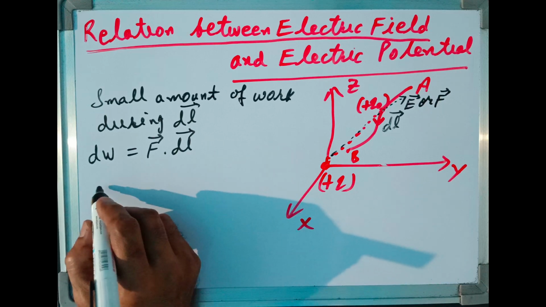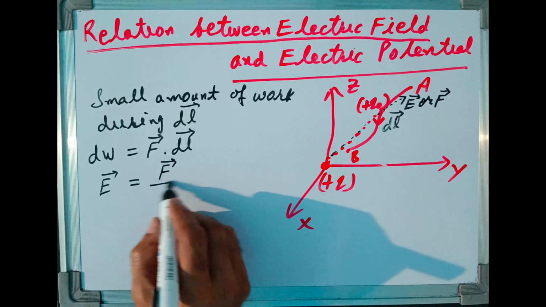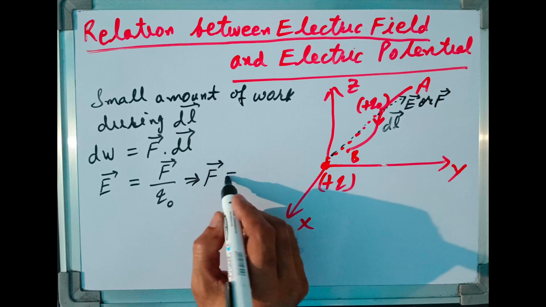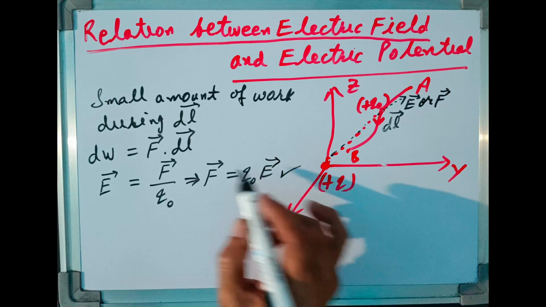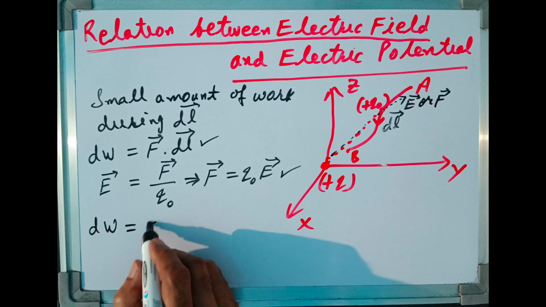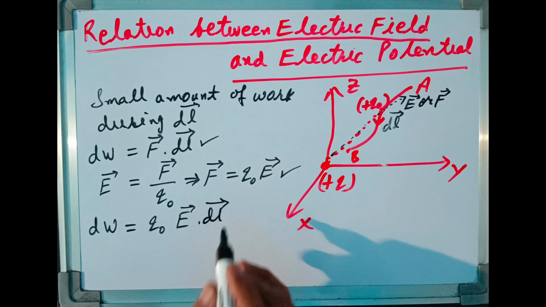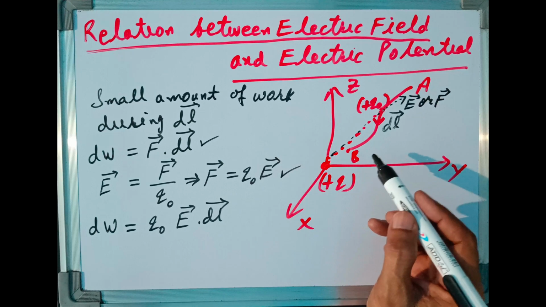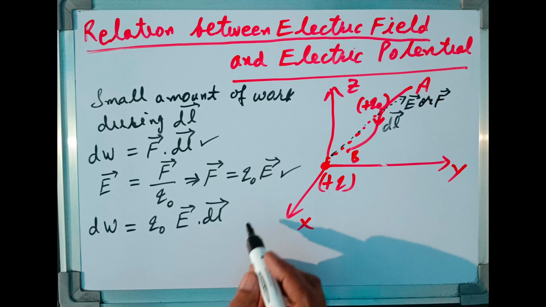Now by definition of electric field, I can write E vector is equal to F vector divided by test charge. This will give us the value of F vector as q naught into E vector. If I put this value of F in the previous equation, I can write dW equal to q naught E vector dot dl vector. In order to calculate total work done in moving from point A to point B, I will have to integrate this equation.